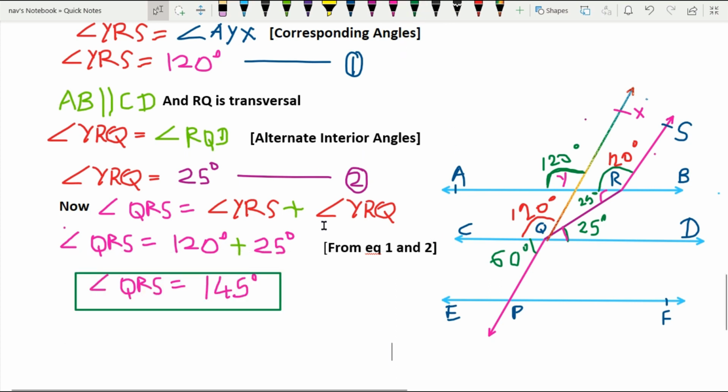So we just found angle QRS equal to 145 degrees. This bigger angle QRS we just found as 145 degrees. So what's the correct option? Option C is the correct answer.